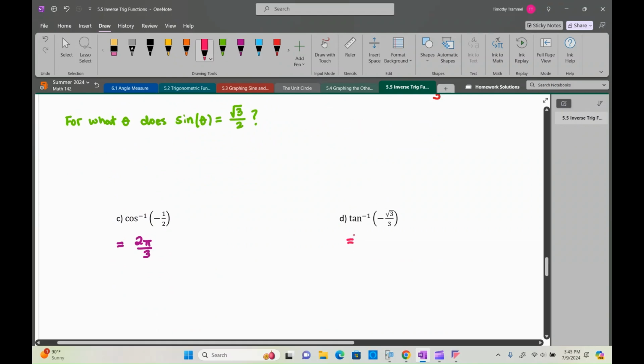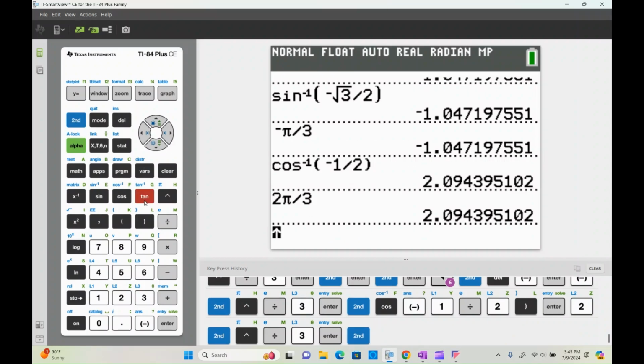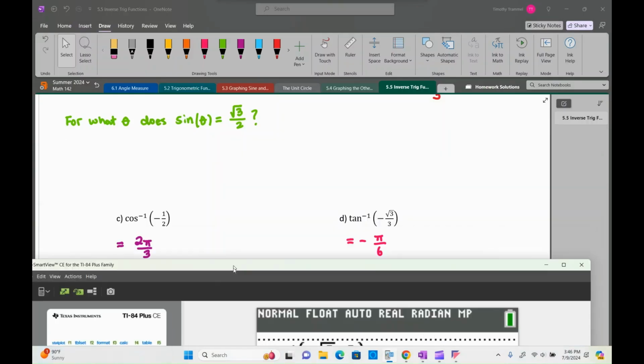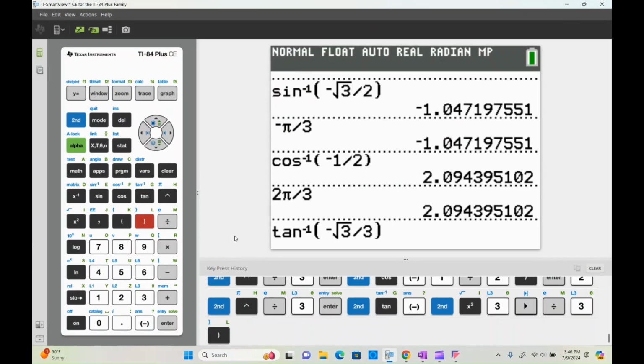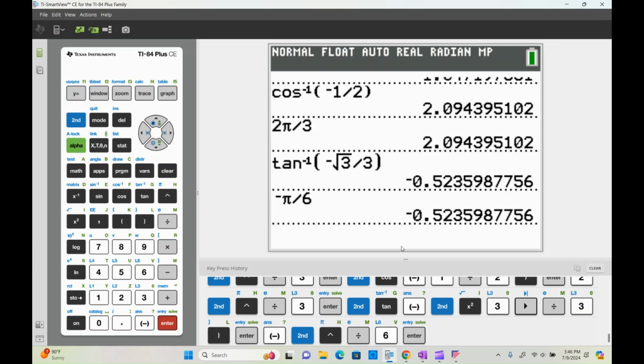So what do we say? Minus pi over 6. Okay. And we'll go ahead and check that one too. So tangent inverse of minus the square root of 3 divided by 3. And make sure that that is the right thing there. Yeah, okay. And so then we said that we think this is equivalent to minus pi over 6. And you can see, again, same decimal approximation.